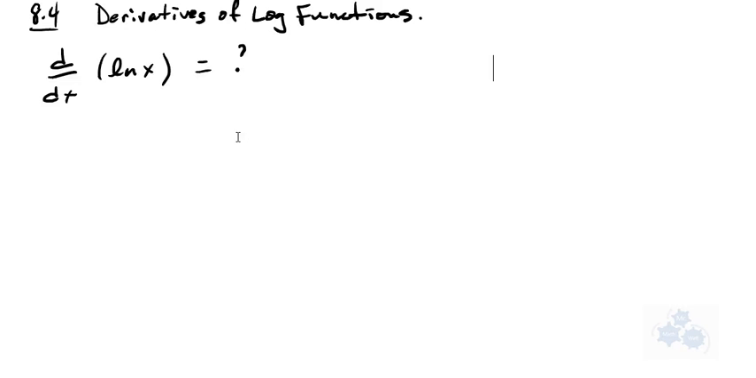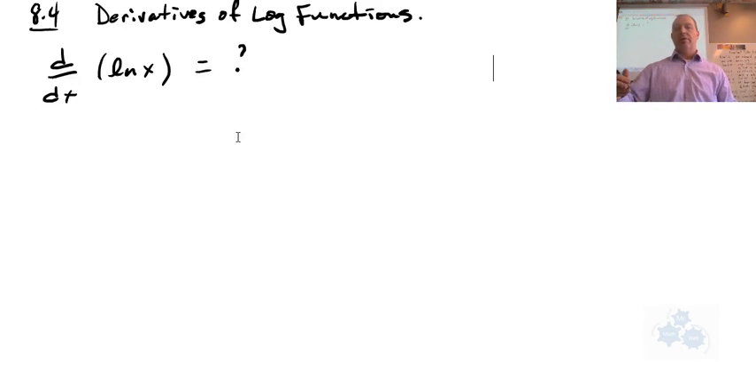All right, so 8.4, we're going to talk about derivatives of three important functions: ln of x, b to the power of x, and just log of x, base whatever. So we're going to take a look at those derivatives. I'm going to show you why the derivatives are the way they are by going from first principles almost. Okay? So 8.4 starts in our textbook on page 376.